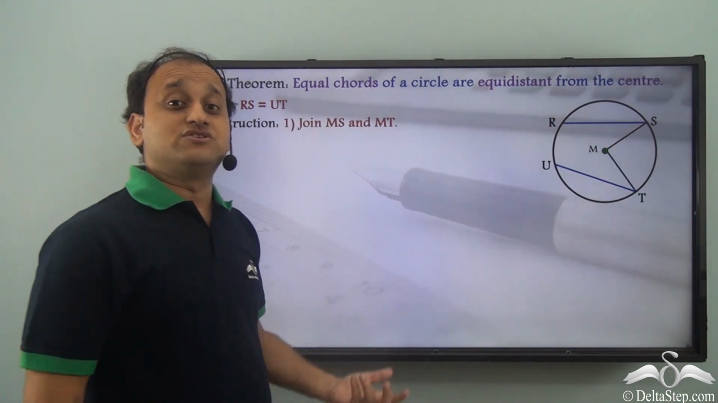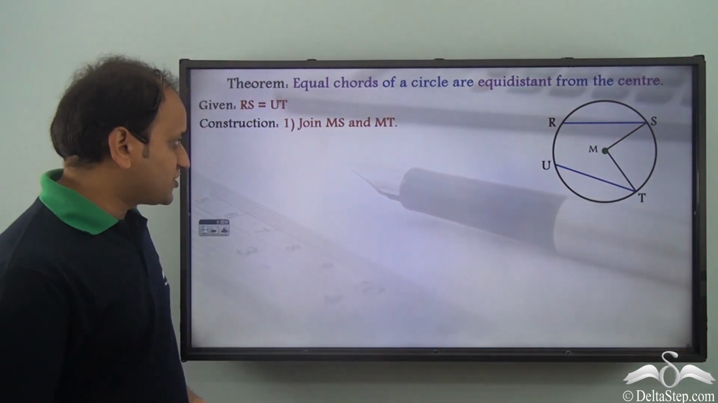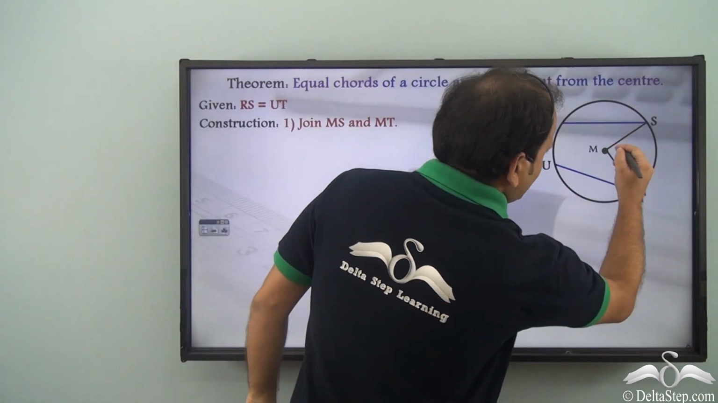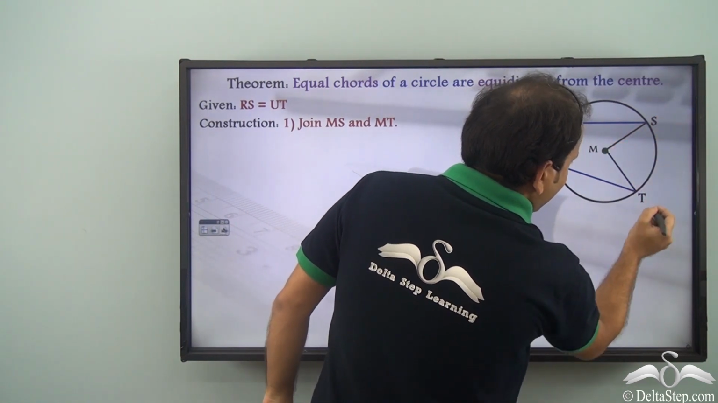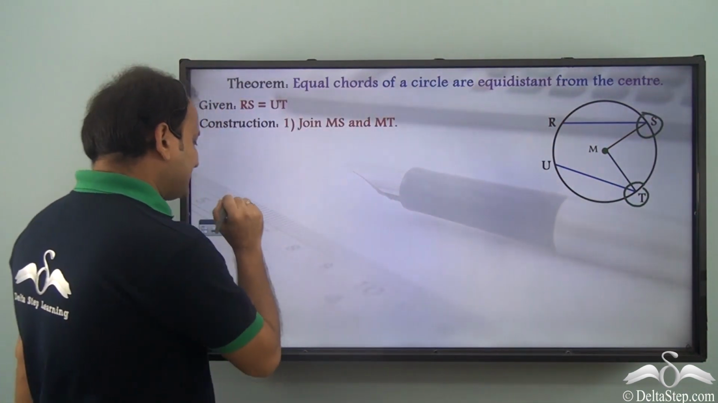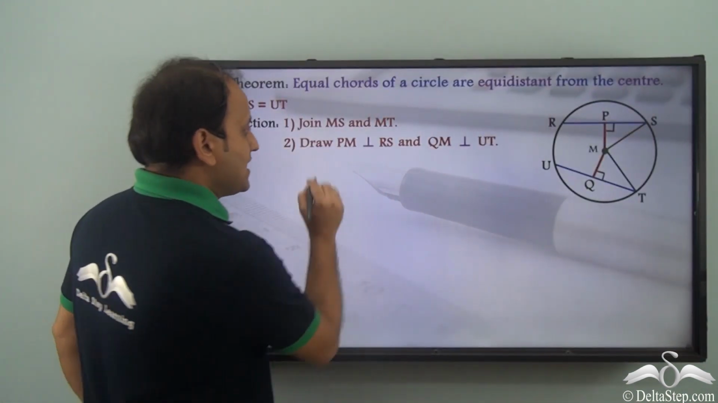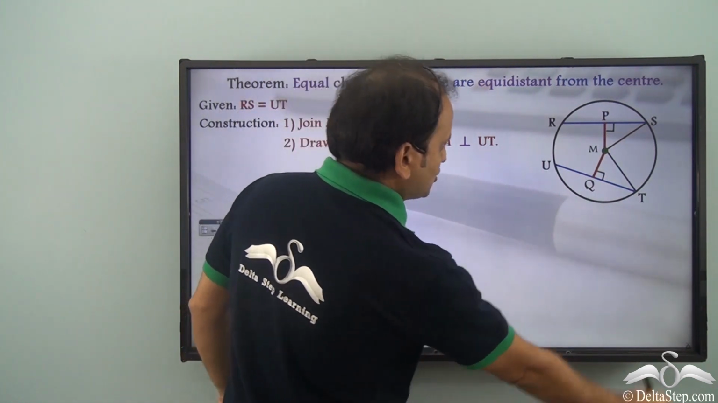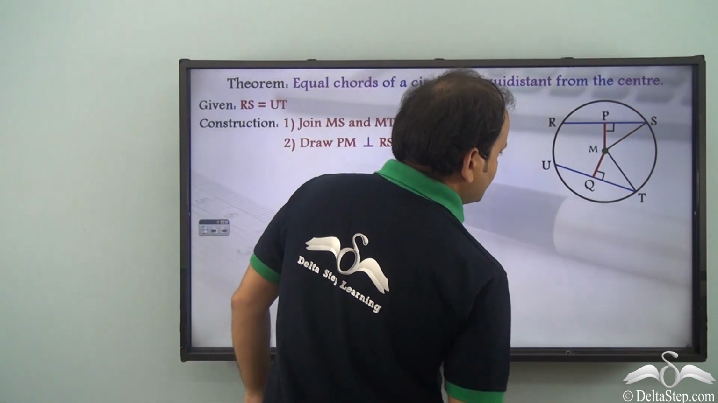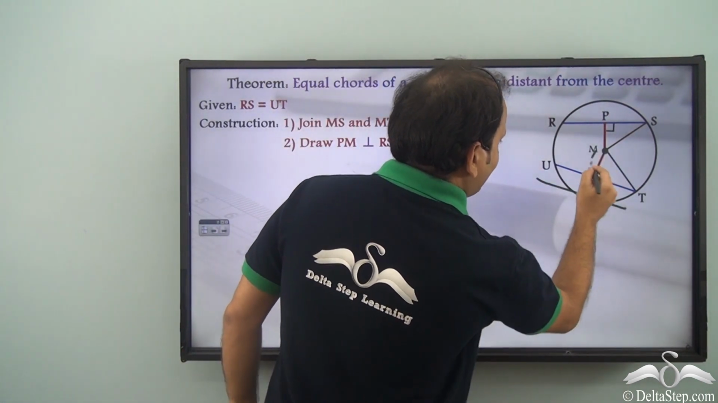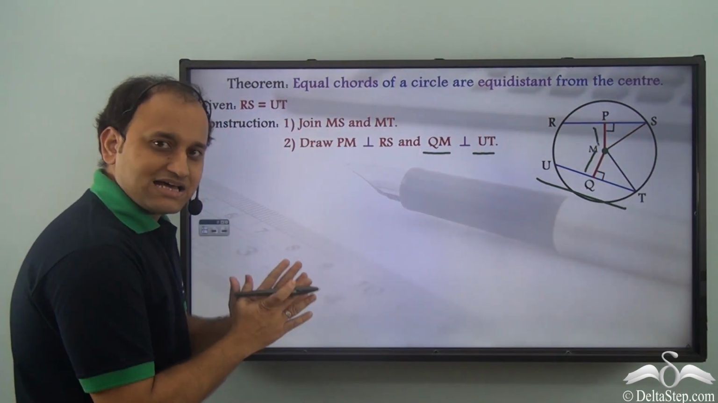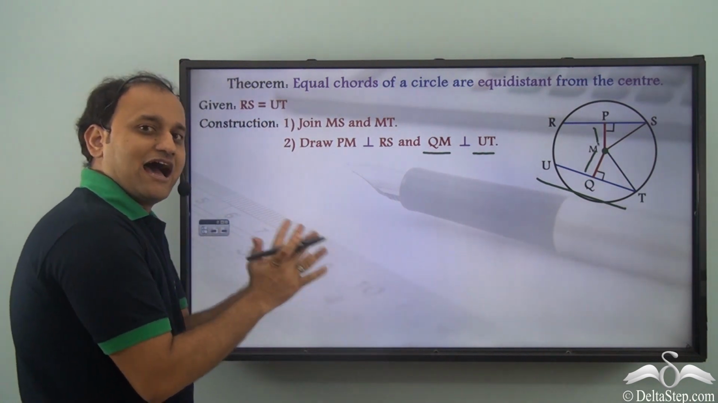So for that we'll do some constructions. First construction is we'll join MS and MT. Next, we will also draw PM, which is perpendicular to RS, and QM, which is perpendicular to UT. So we have one perpendicular here and one perpendicular here. So these are the constructions which we have made.